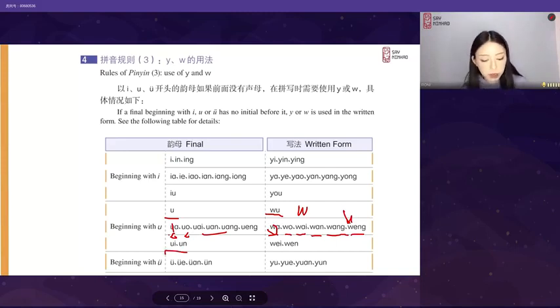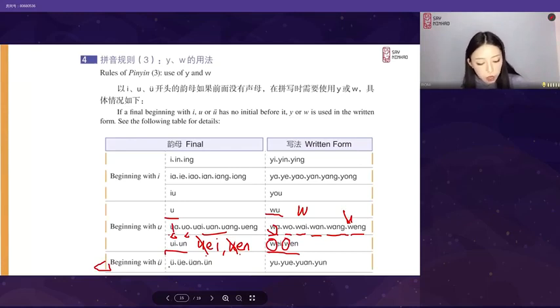In this, another special occasion is wei and wen. Although they are written like this, actually they are wei and wen, these two, remember? And when we are writing it with the initials, we will remove the wu and put the initial wu before it. Okay, now last occasion, our last situation is beginning with yu.